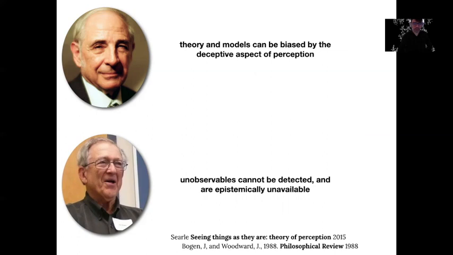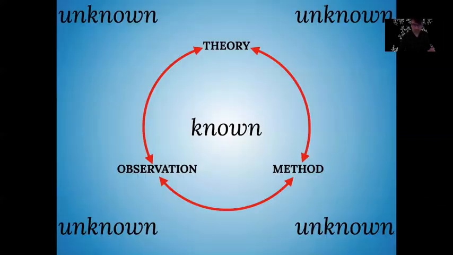function? The main issue and the main question in epistemology is that an unobservable cannot be detected by definition and is epistemically unavailable. You cannot build theories on it. It is not part of our knowledge.